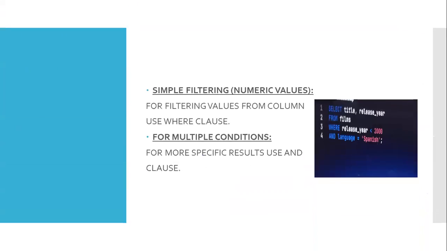In chapter 2, I studied how I can filter columns according to conditions. For example, if I want the title and release year of the films that were released before 2000 and the language of those films was Spanish, then I will use the WHERE clause, which will define that I want the title and release year of the films that were released before 2000 and I want the films that were in Spanish.